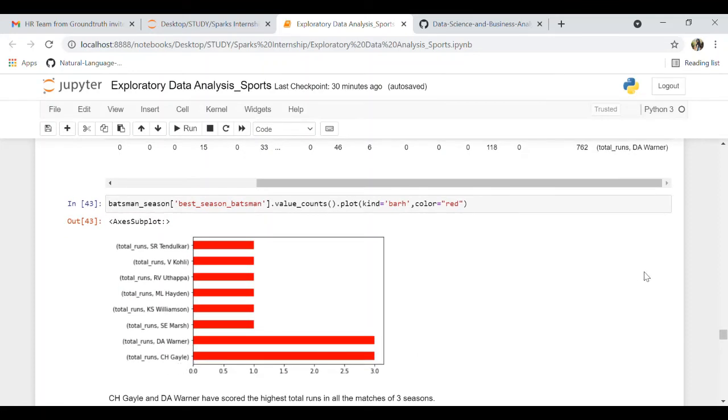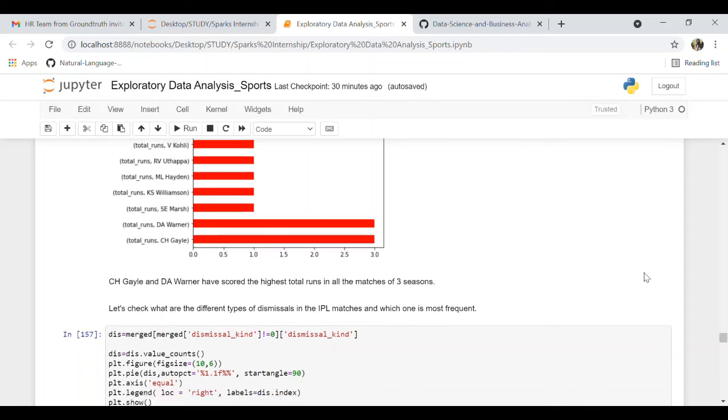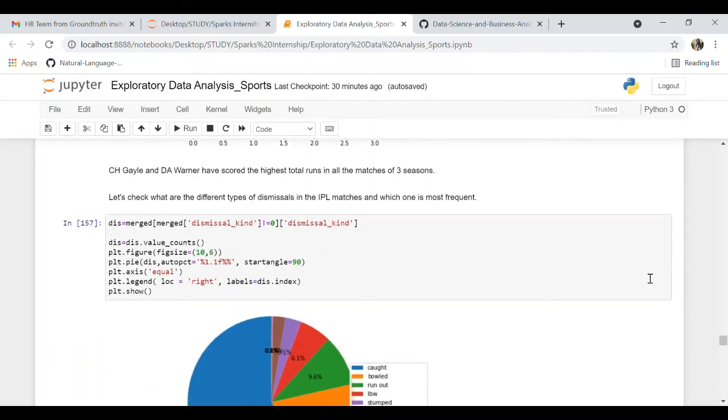So we can see the name of C.H. Gayle is coming up again and again. The name of Mumbai Indians is coming up again and again, right? So we will highly recommend C.H. Gayle as a very successful or the most successful player, but later on we'll see there are others also, and Mumbai Indians to be the most successful team, right?